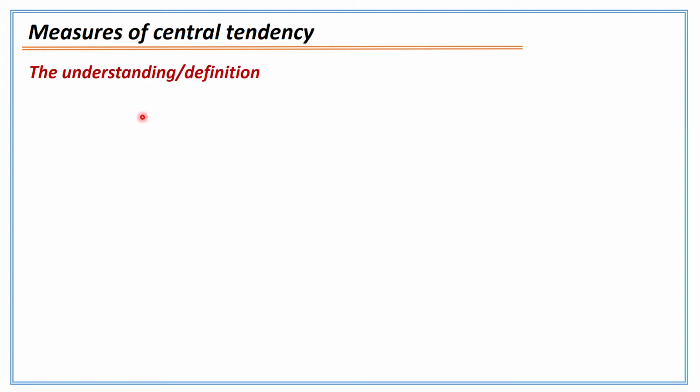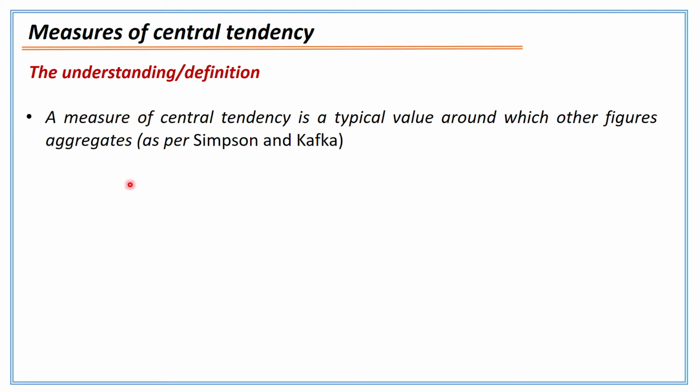First, we will see the understanding of it. We need to understand why we are reading central tendency. A measure of central tendency is a typical value around which other figures aggregate. This definition was given by Simpson and Kafka. It is a typical value around which all other values in that particular data aggregate, that means they accumulate around it. It is called a measure of central tendency.